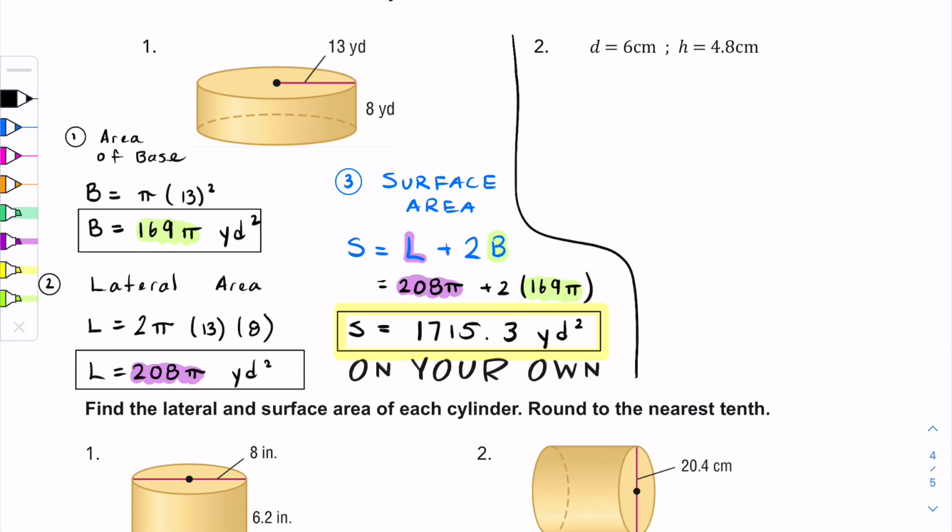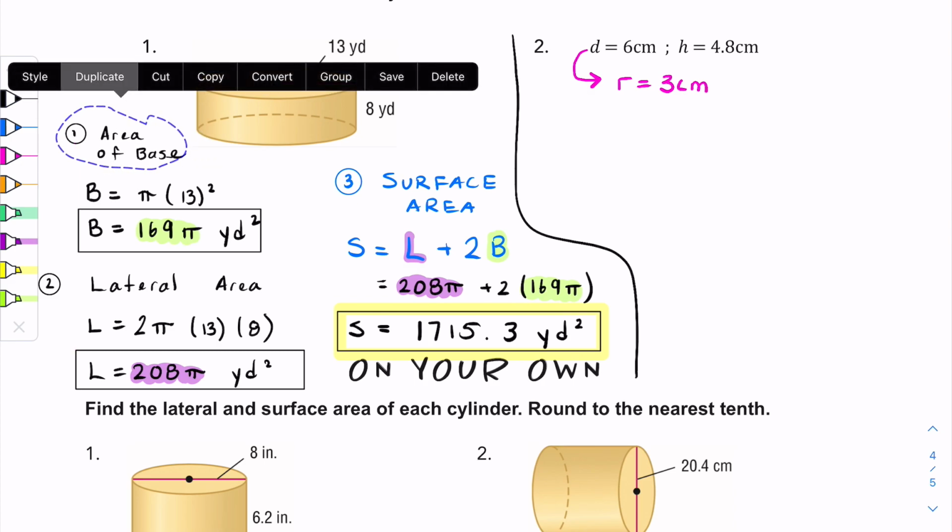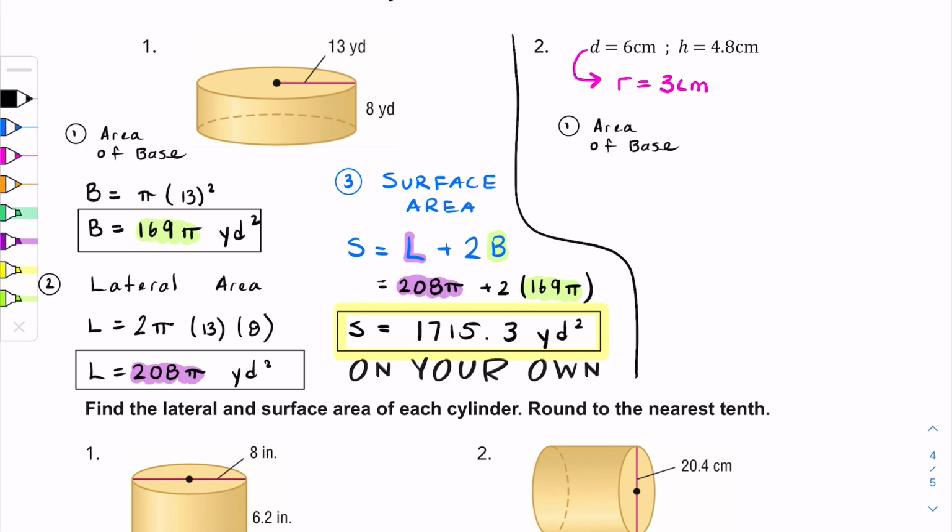Following the same process for number 2. The difference for number 2 is that it doesn't give you a diagram, it just gives you the information. Within the information, it tells you that the diameter is 6, which means the radius is 3 centimeters. And the height is 4.8. So step 1 is to find the area of the base. The area of the base is going to be calculated by pi times 3 squared. In terms of pi, I'm going to leave this as 9 pi square centimeters.